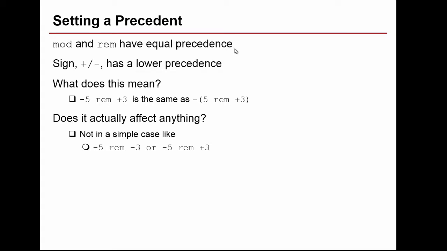So mod and rem are operators which are deemed to have equal precedence. Now if you put a plus or minus in front of a number, this has a lower precedence than the mod or rem. So if you do something like we saw earlier, minus 5 rem plus 3, it's the same as saying minus and then putting in brackets and therefore forcing precedence 5 rem plus 3.